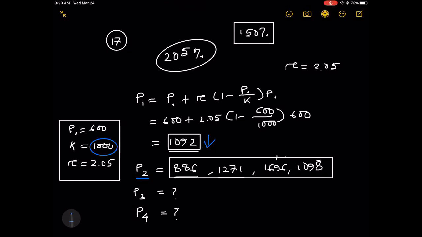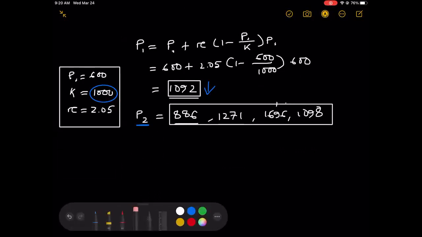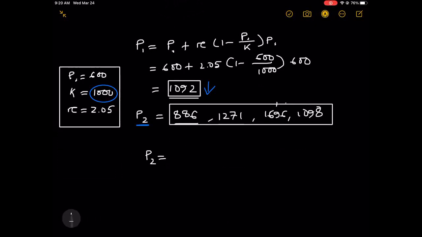Now, let's just show how we can get 886, because I can see you have a different result, and that's okay. As I said, you don't need to get demoralized. So for P2, those who have a different result, what's the formula for P2? What should it be?